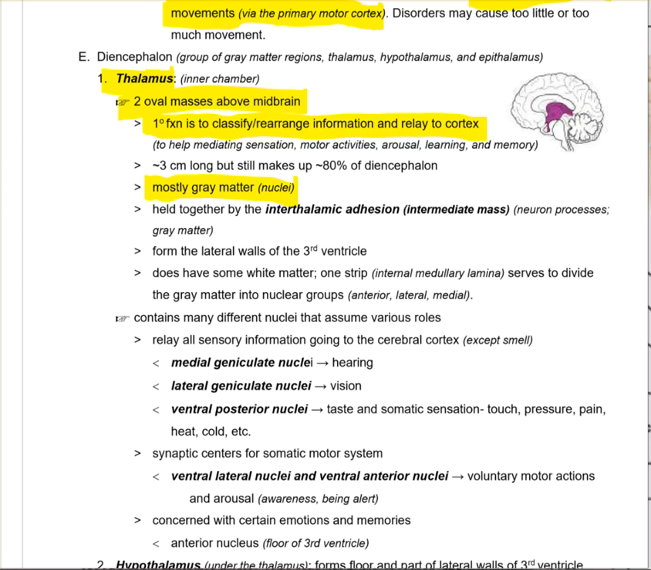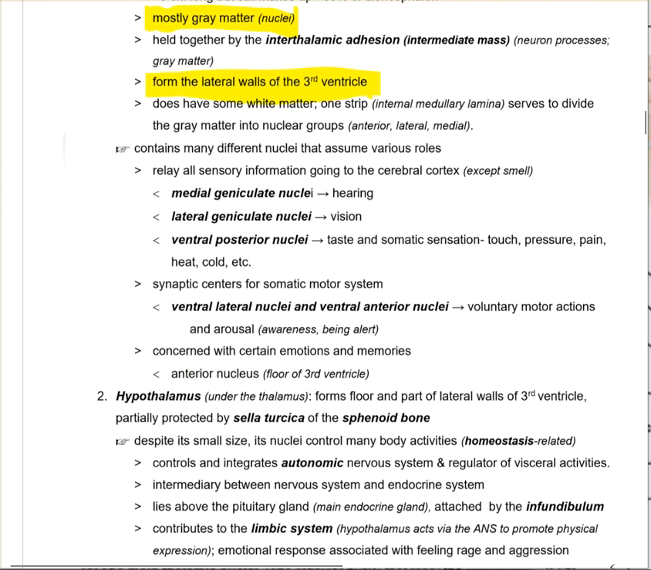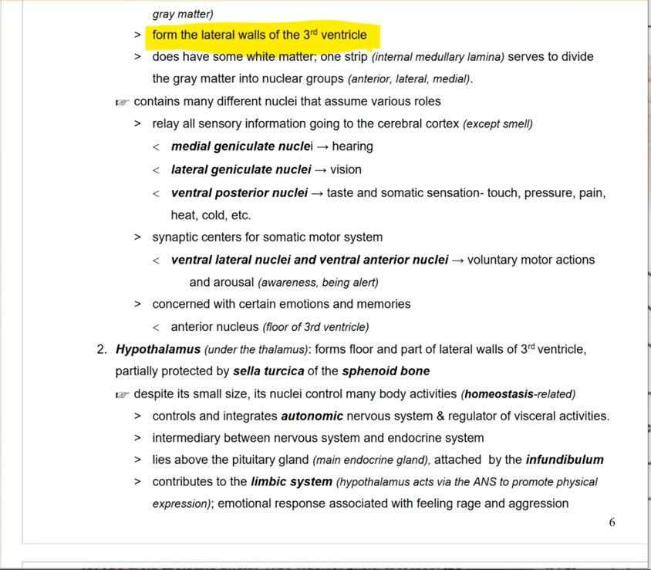It's held together by the intermediate mass, which are some neuron processes that are unmyelinated, and it forms the walls of the third ventricle, as I just said a minute ago. It has a little tiny bit of white matter in it, but it's almost all gray matter. Now, that picture that I showed you shows a lot of these different nuclei right here.